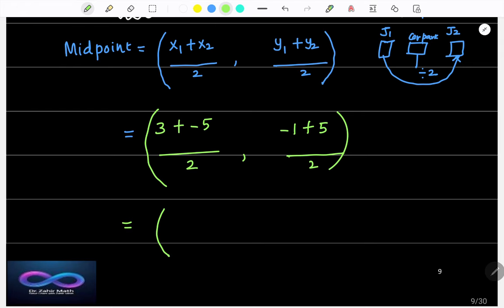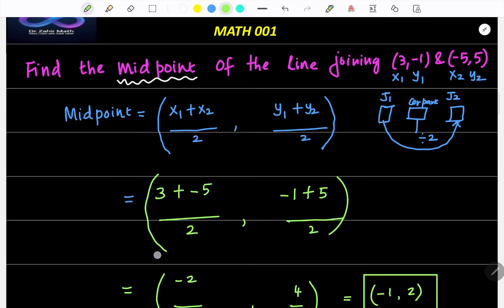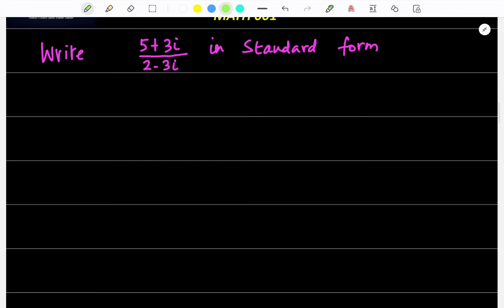3 plus minus 5 is what? Which is minus 2. Divide by 2, comma. Minus 1 plus 5 is what? Which is 4. Divide by 2. So this is equal to negative 1, comma 2. So this is your midpoint. Clear everybody? So simple. That is how to find the midpoint of the line joining (3, minus 1) and (minus 5, 5). Let's go to the next question.